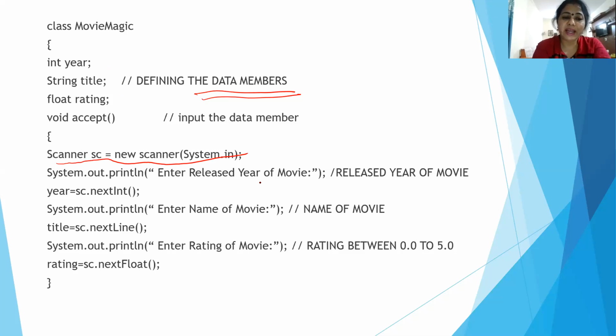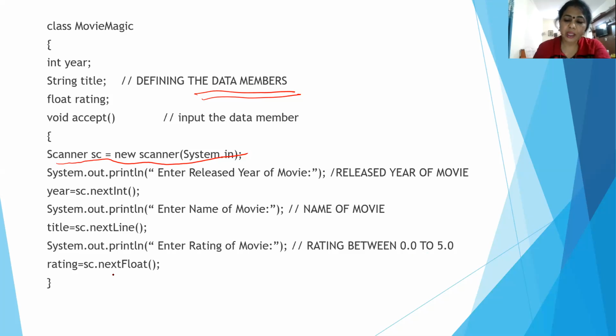There you have to enter the released year, in which year the movie was released, then the name of the movie, then the rating of the movie. I already gave instructions in the table: the rating is 0.0 to 5.0, and you have to enter a rating in between that. For integer data, use nextInt. For string type of data, nextLine. And for float type of data, nextFloat. This is the syntax of the Scanner class.